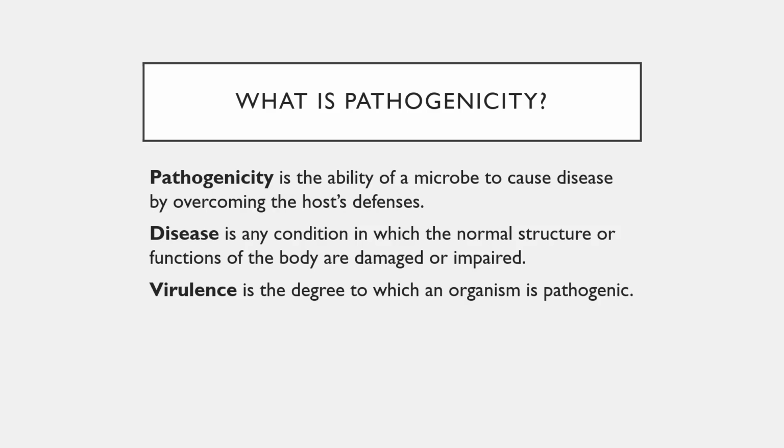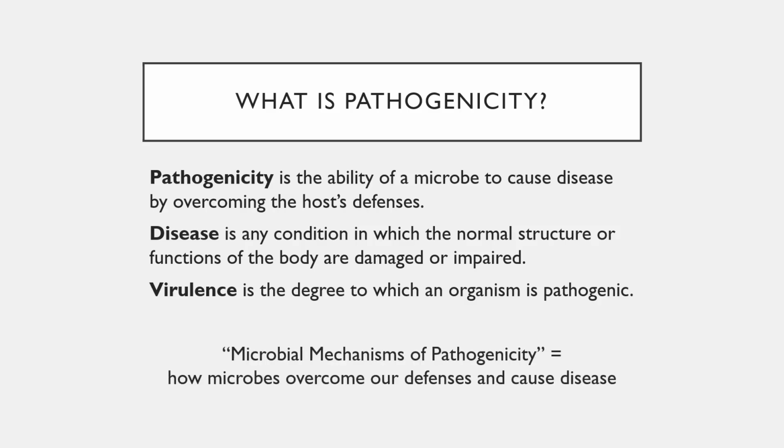Another term that will be important for our discussion is virulence, which is the degree to which an organism is pathogenic, or in other words, its disease-causing ability. Not all organisms are equally pathogenic or virulent. For example, Ebola virus has a very high virulence, while something like the yeast Candida albicans has a low virulence. So knowing these definitions, we get to understand what the title of this chapter really means. It basically means the mechanisms or the ways that microbes overcome our defenses and cause disease.